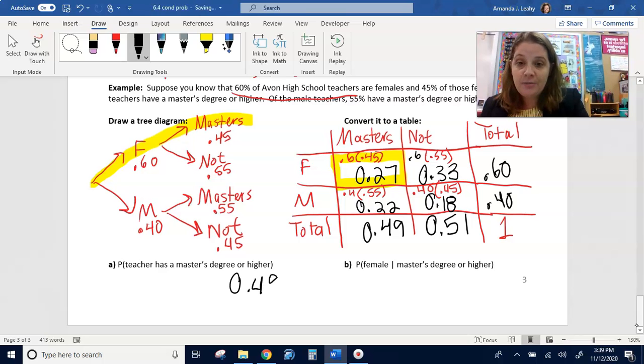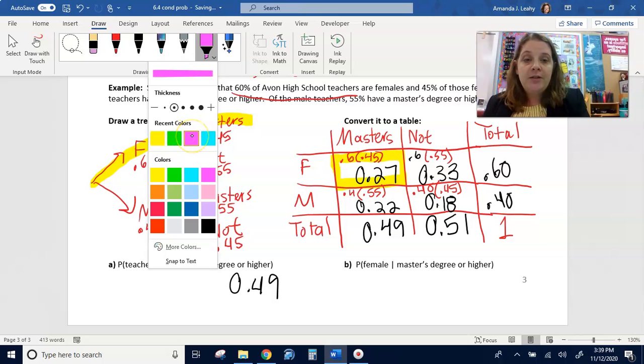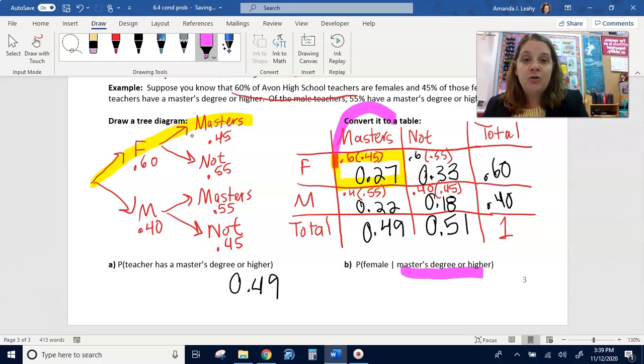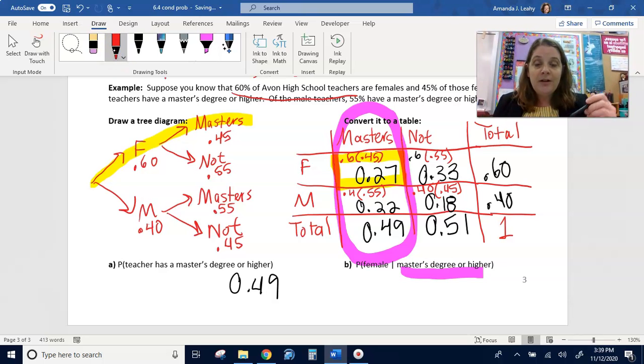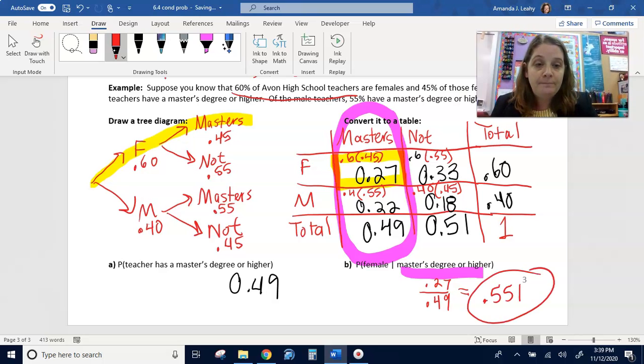That is 49%. I could also ask, what is the probability that someone is a female given that she has a master's degree? Now, if it's given that she has a master's degree, I know I'm only looking at that portion of my table right there. So of the people who have a master's degree, of the 49% of the group that has a master's degree, 27% of that 49% are female, and that tells me that the percentage is 0.551.